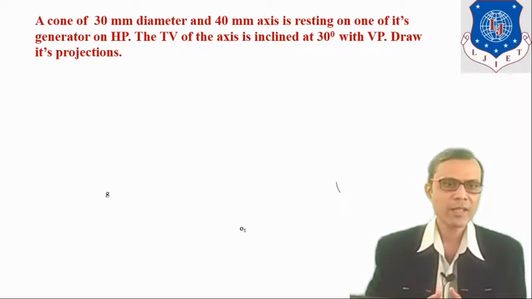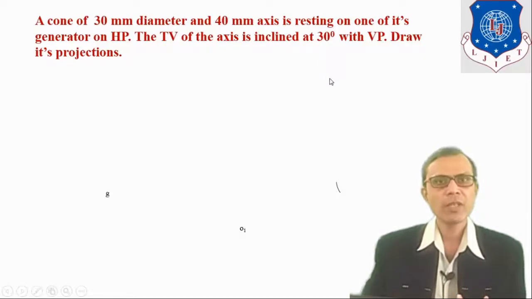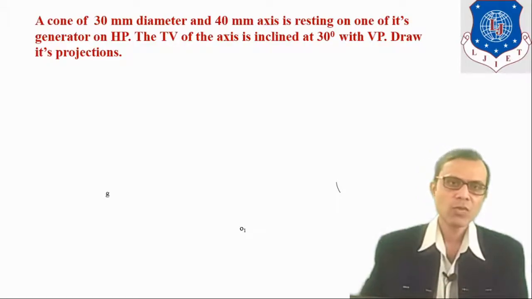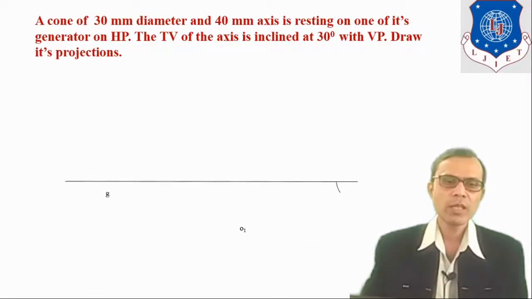And final stage condition is condition with VP: top view of the axis is inclined at 30 degrees with VP. That is the final condition and final stage. So now let's start the problem. So first of all, draw a reference line XY. This is the reference line XY.